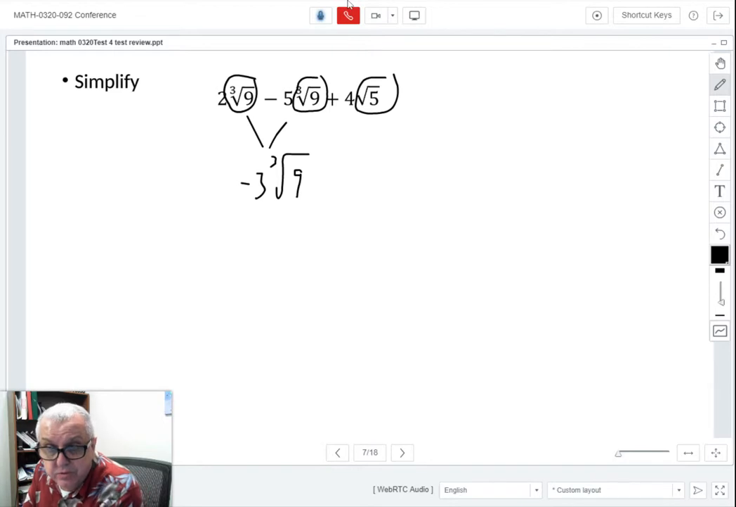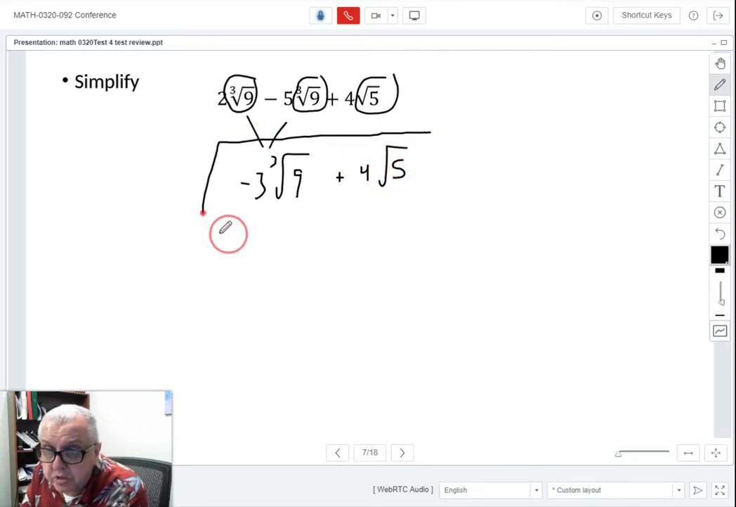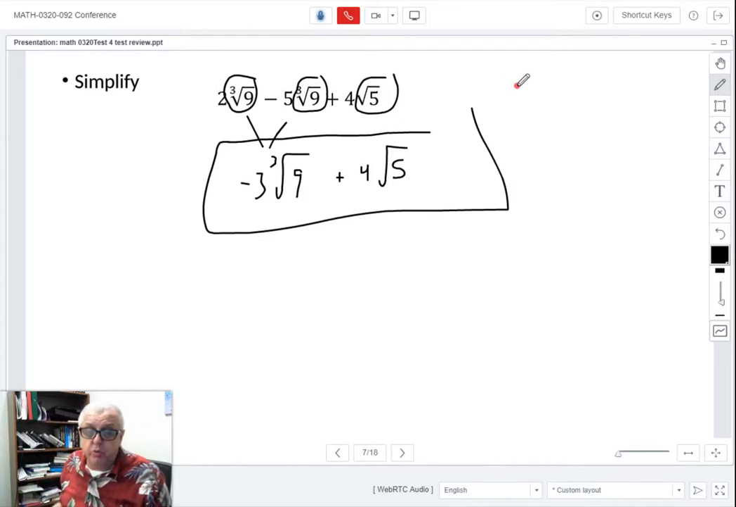By the way, third root of 9 doesn't reduce because 9 is 3 times 3, and I need 3 items, like third root of 27, to get something out. So those two combined to negative 2 minus 5 is a negative 3, third roots of 9, plus the 4 square root of 5. These are not like terms, so we're done. That's all we can do. We can only combine like terms.